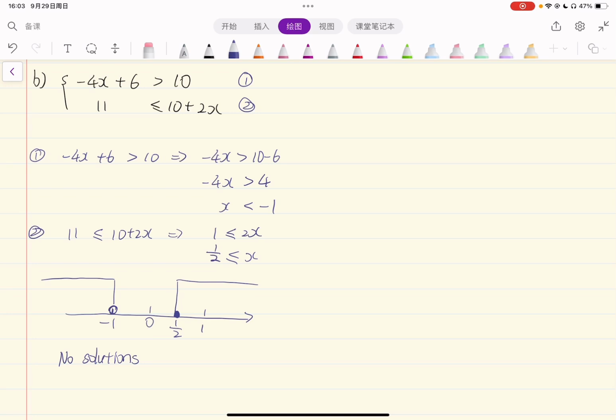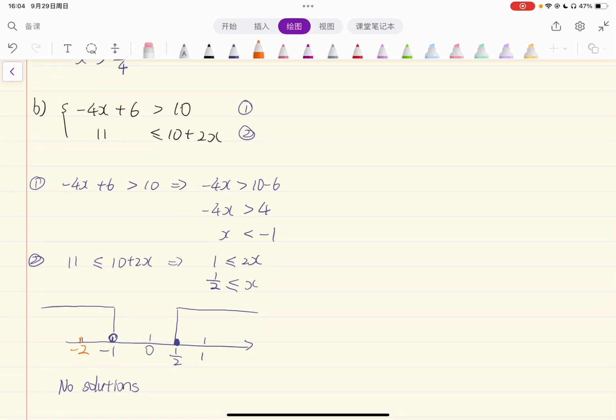In detail, if we take a number, minus 2 for example, it satisfies the first inequality, but it is not in x greater than or equal to half, which means it does not satisfy the second inequality. So no overlap area means that there are no solutions for those two inequalities.